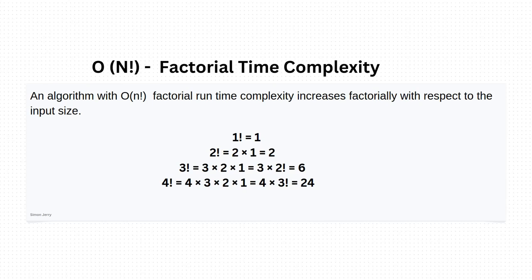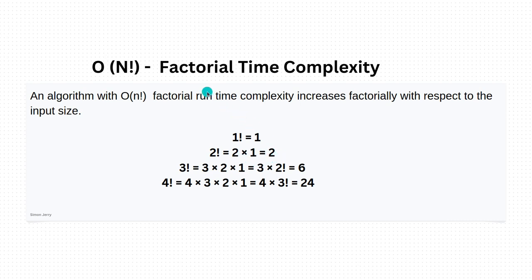Welcome, and in this video we'll be talking about the big O of n factorial, which is the factorial time complexity. An algorithm with the factorial runtime complexity increases factorially with respect to the input size. In other words, the factorial time complexity refers to the time complexity of an algorithm that grows in a factorial way based on the size of the input data.